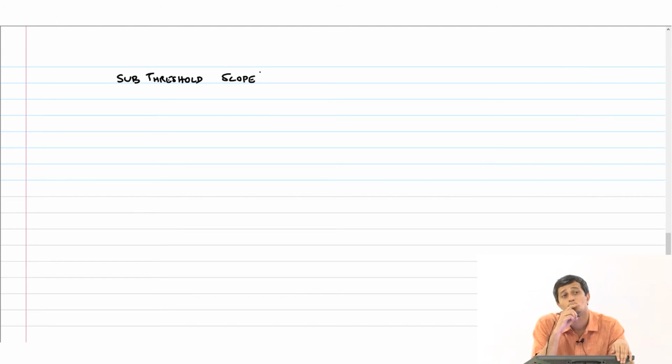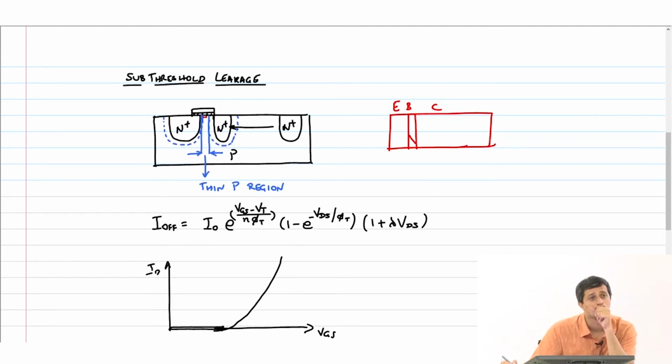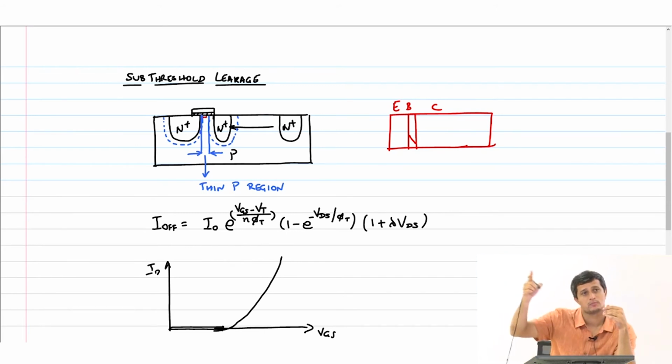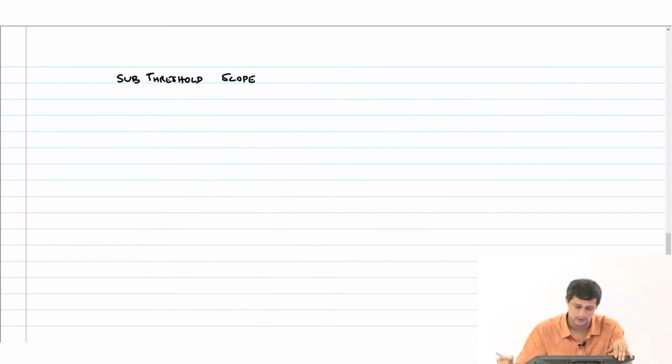Yeah. Yeah. Yeah. It is 1 minus e power minus VDS. 1 minus with VDS actually goes up. It's an RC charge up. Okay. Yeah.